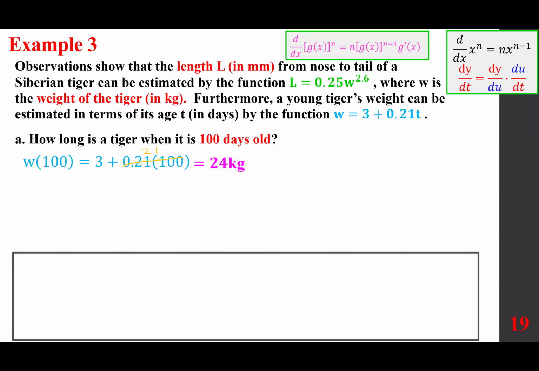But we are interested in the length. So you are going to plug into this equation, and L of 24 becomes 0.25 times 24 to the power of 2.6. Put it into a calculator, and you get 969.369 millimeters.